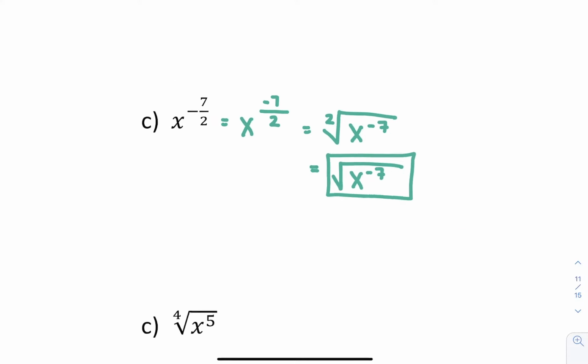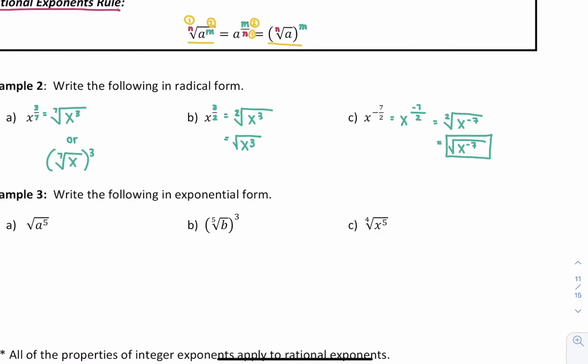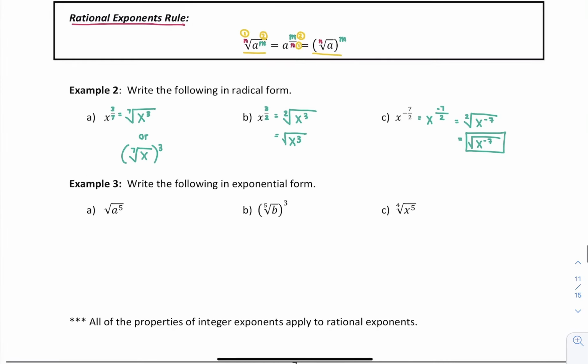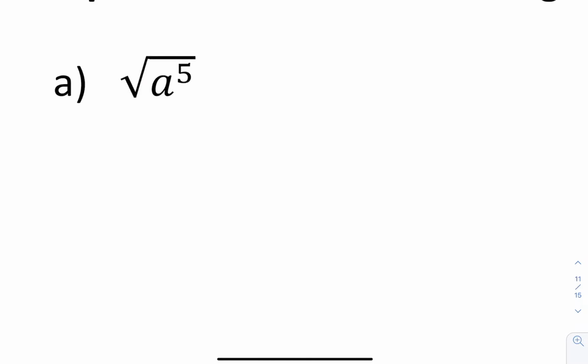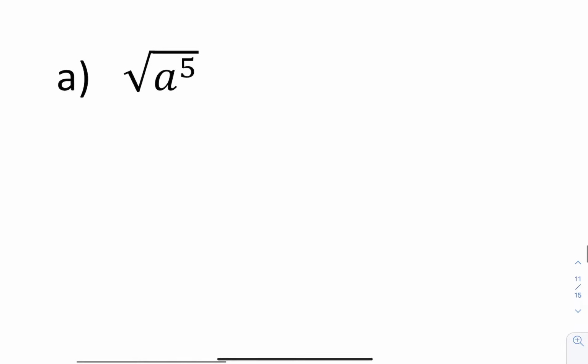So now let's try a few of these examples. So in this case, I'm going to be going backwards. So I have the radical, now I want to write it as an exponent. It's really helpful to put a 2 in here when nothing's there. So if it goes 2 then 5, now it goes a to the 5 halves. See how it's backwards order?